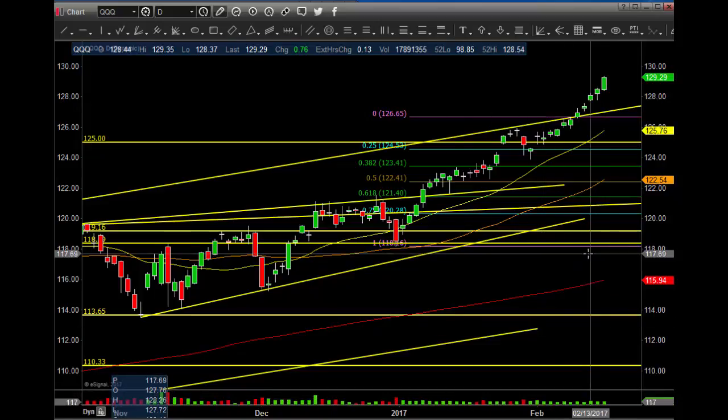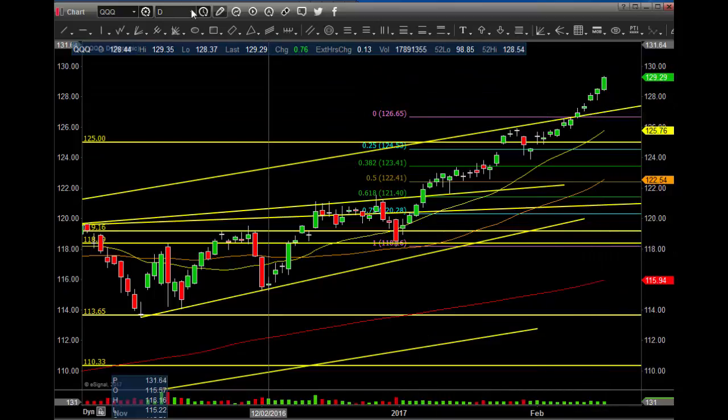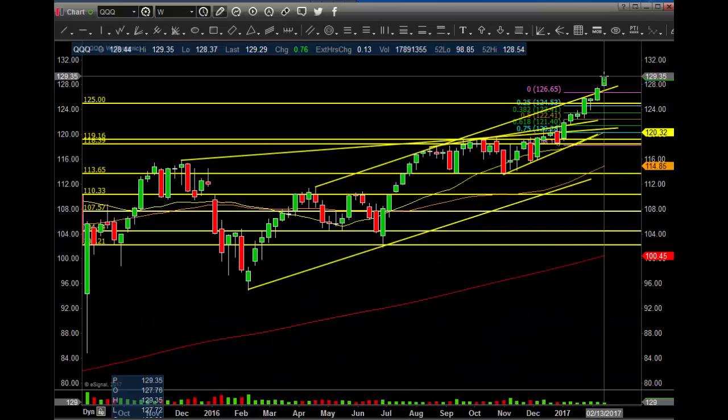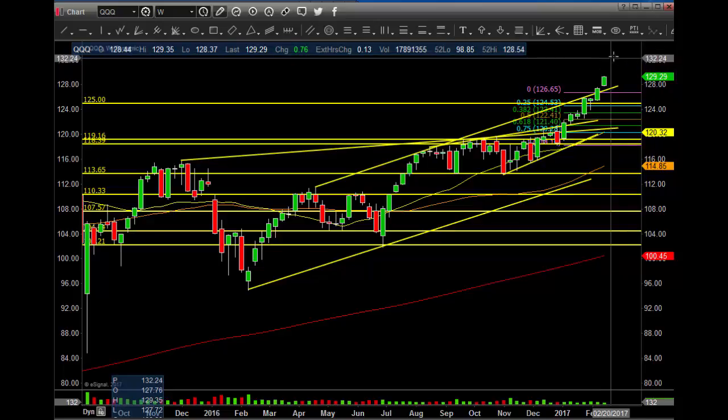Again, low volume in the Qs. We did break above this line, and we're starting to continue up. We're following this one on the weekly basis as well. We did get above there. Let's see if we close here, and then I want to see a push up through 130, and then 131, 132.